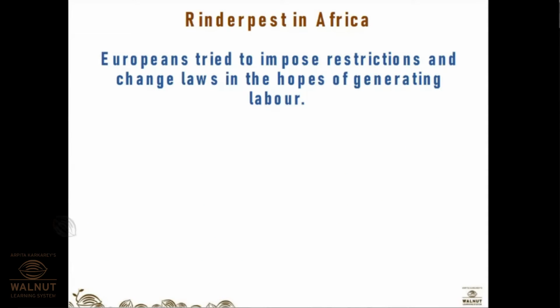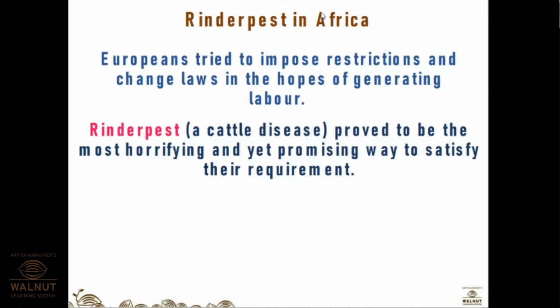So, in that case, what happened? Europeans tried to impose restrictions and change laws in the hope of generating labor. So they started putting restrictions. They had harsh laws. They changed the laws regarding the possession of assets, and even the revenues were increased, so that people would find they had to earn more and would get employed with them. That was their thought.